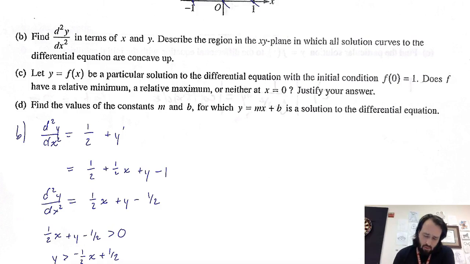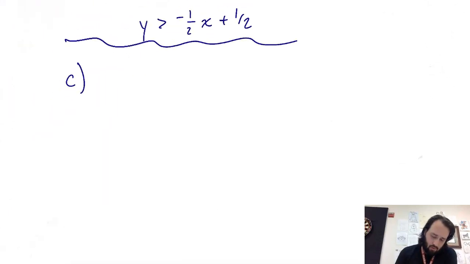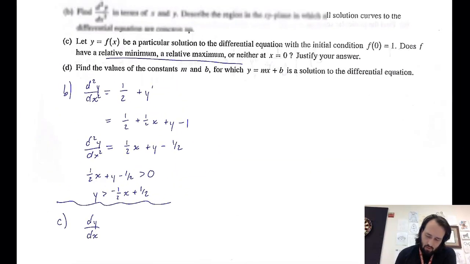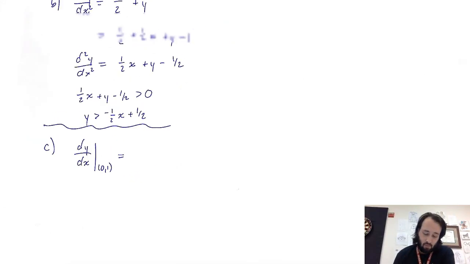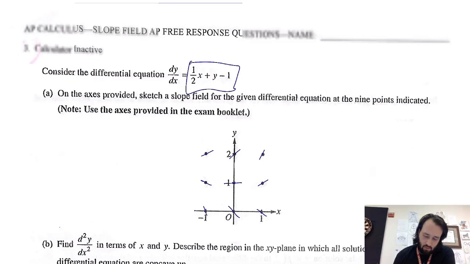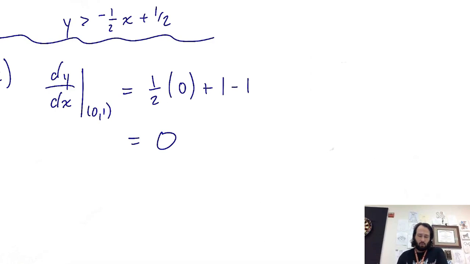So what we could do for this to be a relative min or relative max, I want to check first that my derivative at the point (0, 1) is 0, right? To be a maximum or a minimum, the first derivative has to be equal to 0 here. So if I put in (0, 1), that's 1/2 x plus y minus 1. So 1/2 times 0 plus 1 minus 1. So it is indeed 0. So I do have a minimum or a maximum there.